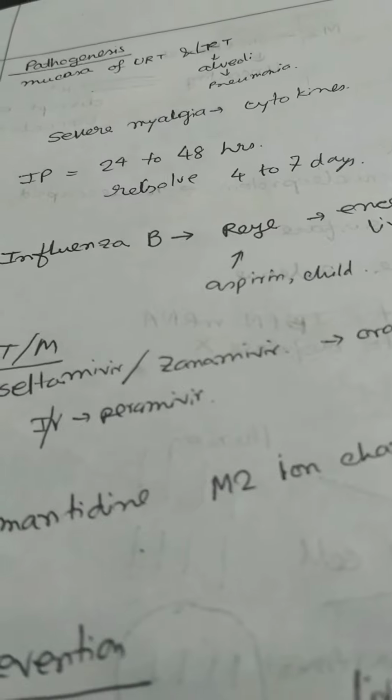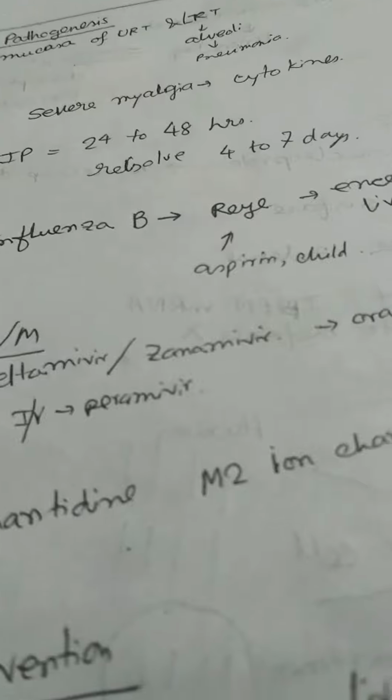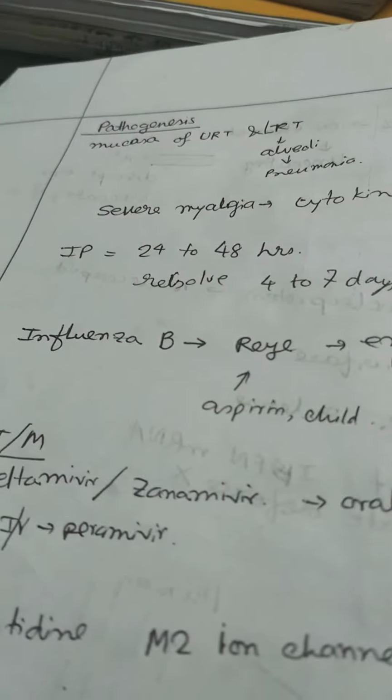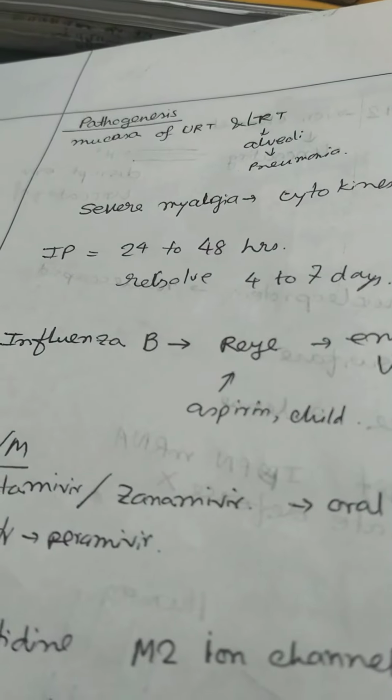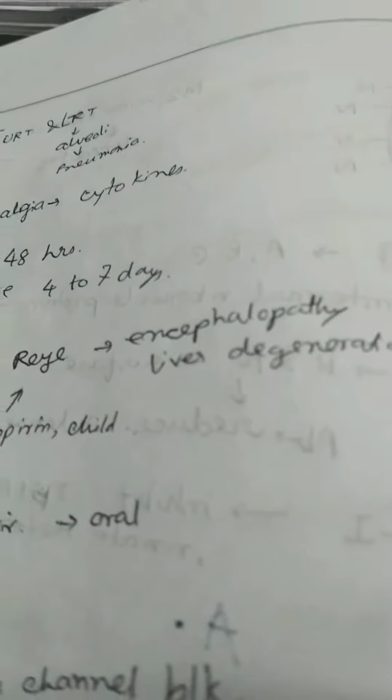Now come to the clinical features. The virus's incubation period is 24 to 48 hours, and it resolves within 4 to 7 days spontaneously. The clinical features include fever, myalgia, headache, sore throat, cough. Reye's syndrome may occur after influenza B virus infection in patients, mainly children, treated with aspirin. Reye's syndrome includes encephalopathy and liver degeneration.